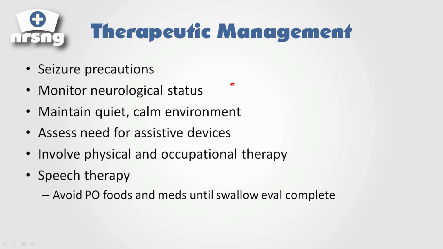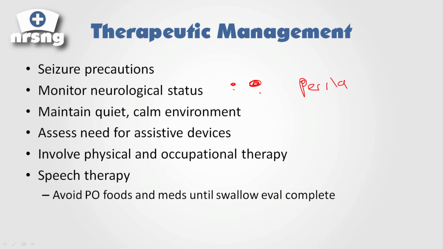We want to make sure that they're not getting worse. So to monitor neurological status, one thing we're going to do is assess pupils, so this would be like unequal pupils here. Of course, we're looking for PERLA: pupils equal, round, reactive to light, and accommodation.